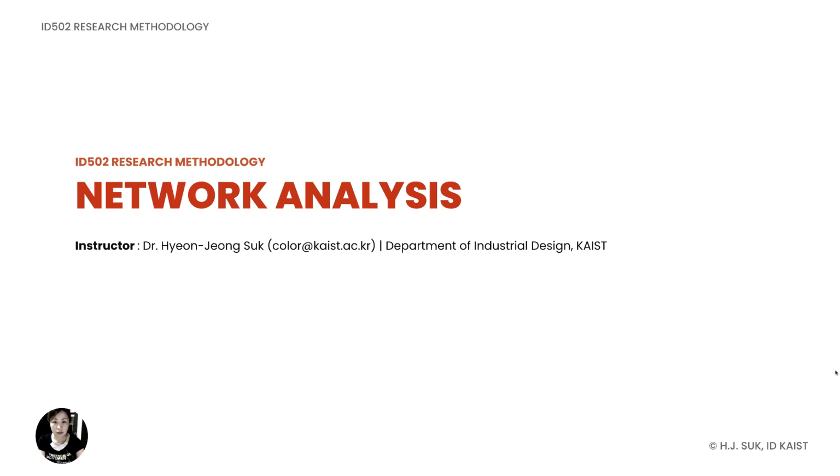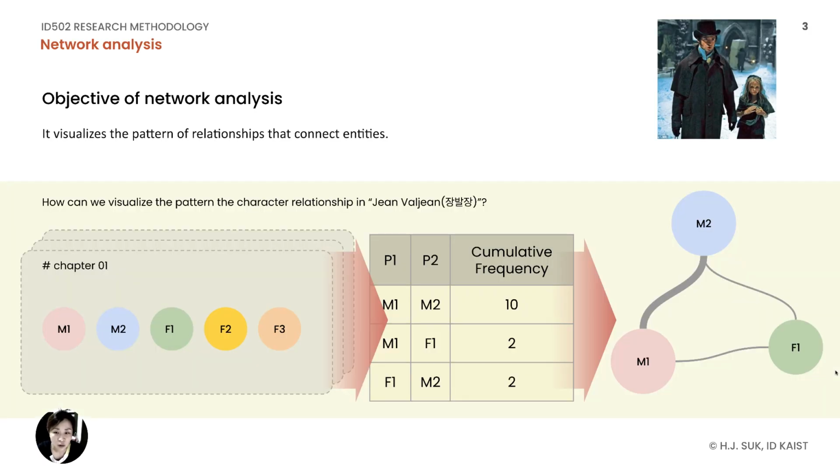Network analysis. Network analysis aims to visualize the pattern of relationships that connect entities. In this movie, we can consider the characters as the entities. And as you might have seen before, in a network, there are dots, and the dots are connected. So the entities eventually result as dots in the visualization.